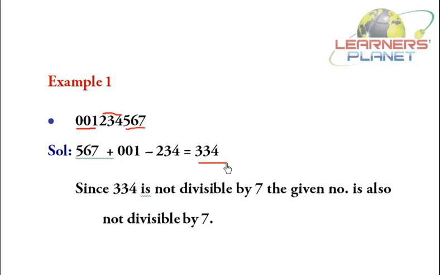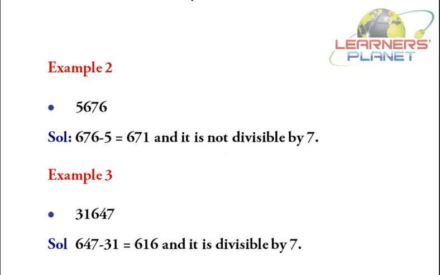Now 334 we directly divide by 7. Since we know the table of 7, 7 fours are 28. We are left with 5 and 54, which is not divisible by 7. Hence 334 is not divisible by 7. So the complete number 1234567 will not be divisible by 7. Okay friends, let's take more examples.